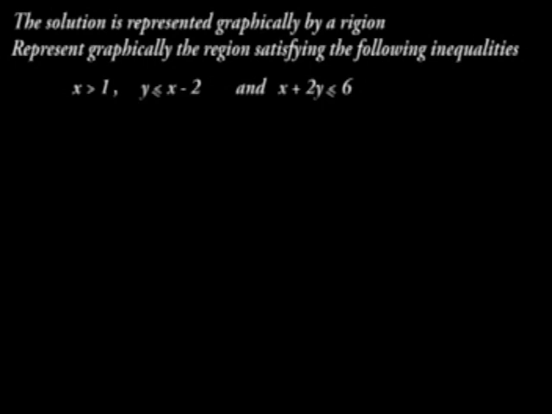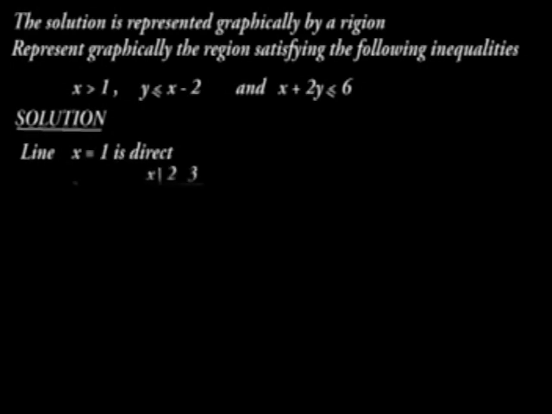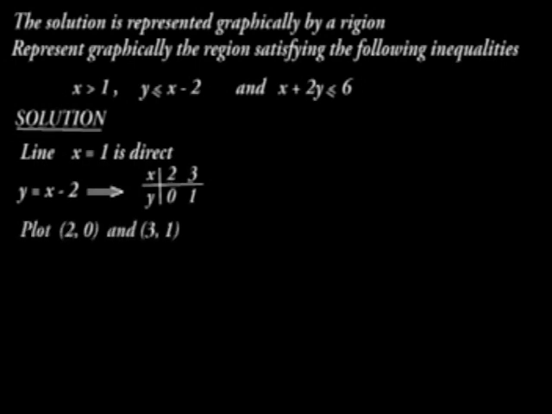In the solution, assume the inequality signs to be equal signs, but remember the type of line, whether broken or continuous. Line x is equal to 1 is vertical. For line y is equal to x minus 2, we form a table of values and get only 2 points. When x is 2, y is 0. When x is 3, y is 1. Therefore, we plot those points and join to form a straight line.